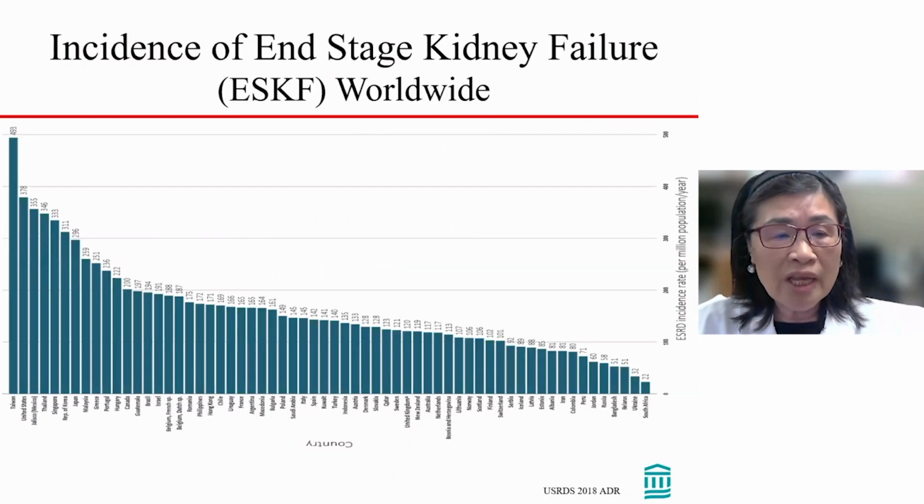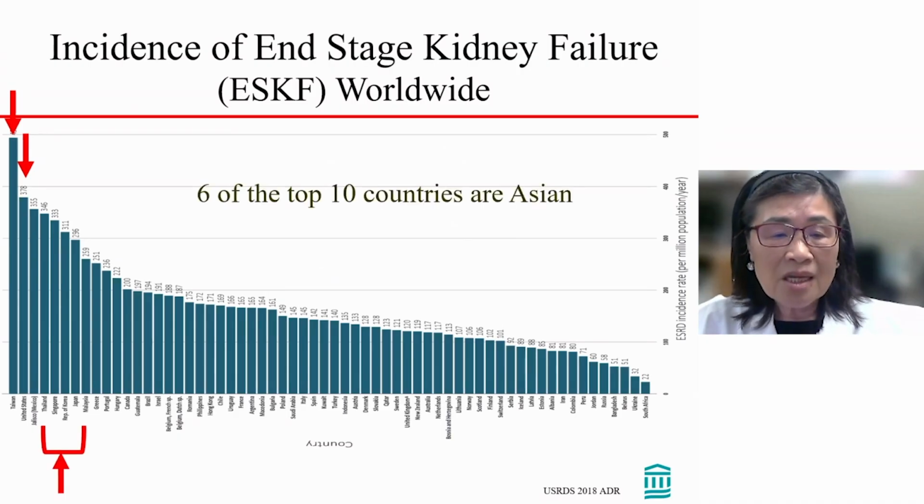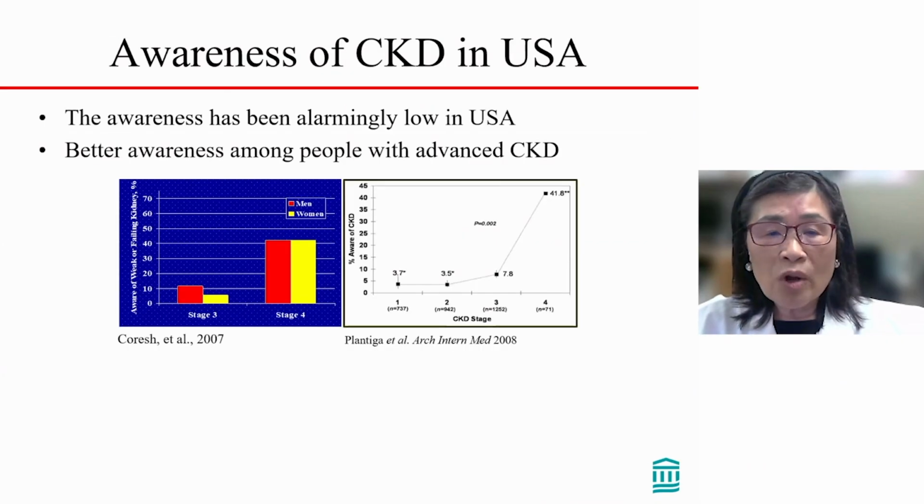Now I want to switch gear to talk about the incidence of end-stage kidney failure worldwide. This is using USRDS data. The number 1, again, is Taiwan. Number 2 is the United States. But the point I'm going to make in this slide is that 6 of the top 10 countries are now Asian countries. How about awareness of CKD?